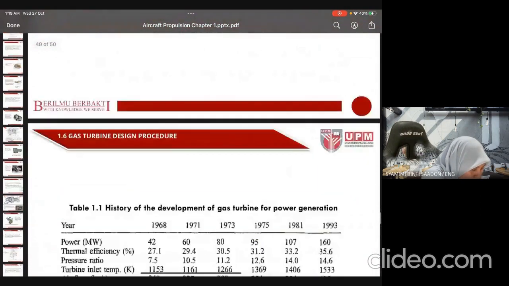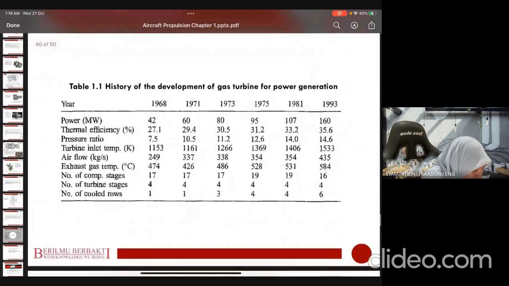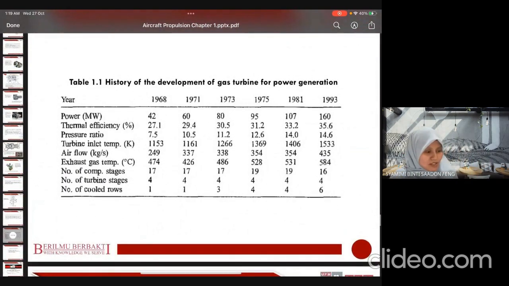I have more important things. The history of the development of gas turbines for power generation. From 1968 to 1993, the gas turbine engine has been developed. The power has increased from 42 megawatts to 160 megawatts. Thermal efficiency, pressure ratio, turbine inlet temperature, and airflow also increased. So this is the evolution of the development of the gas turbine.